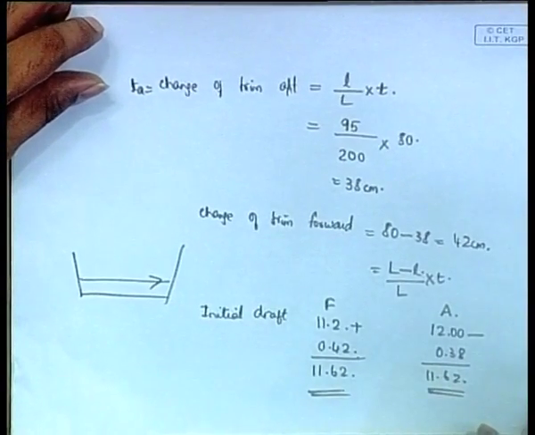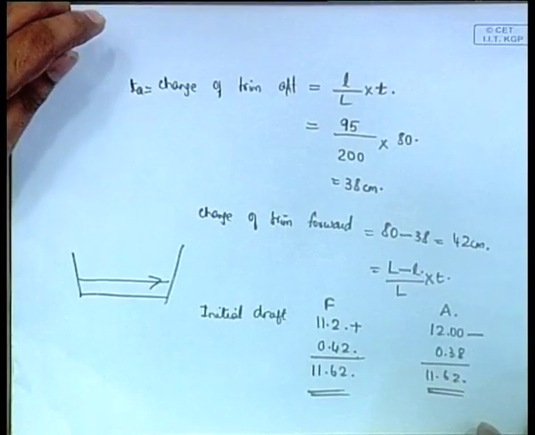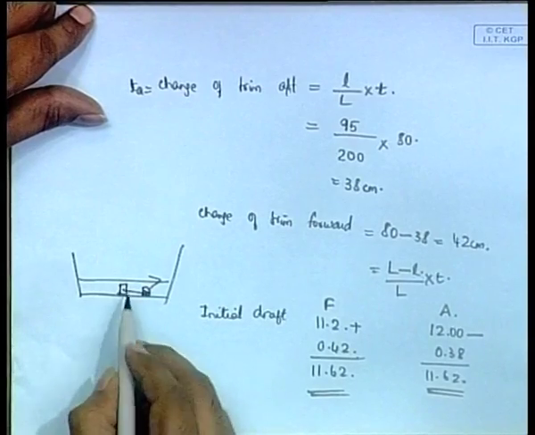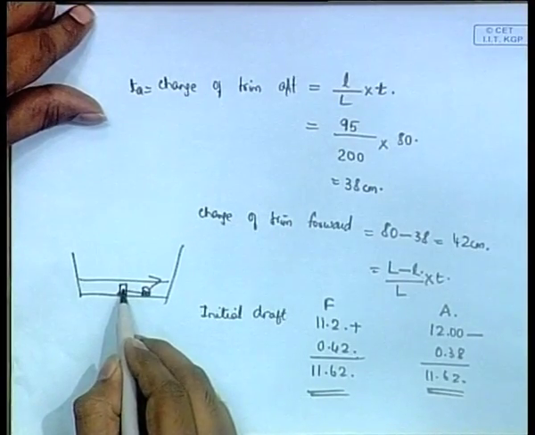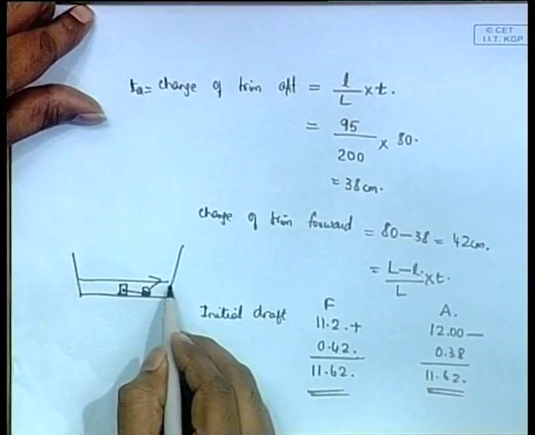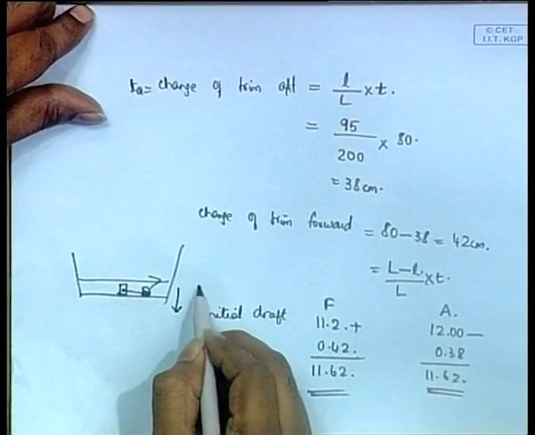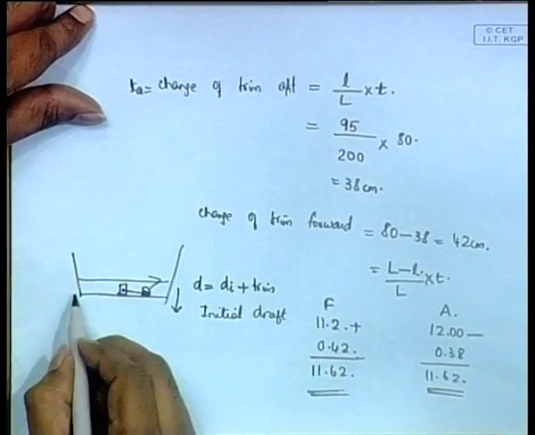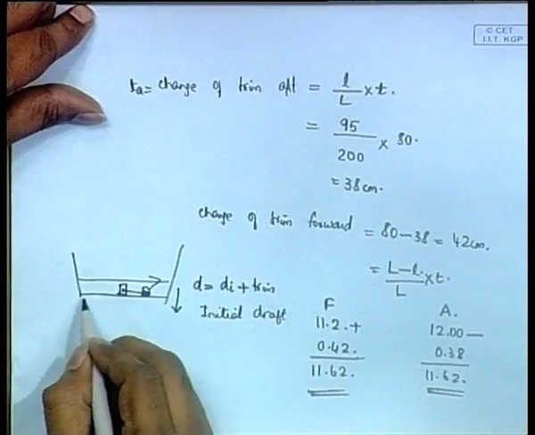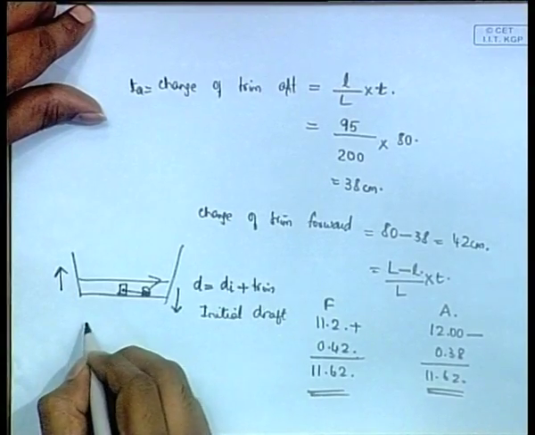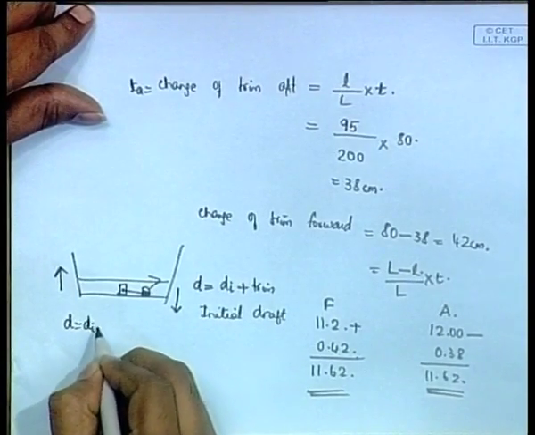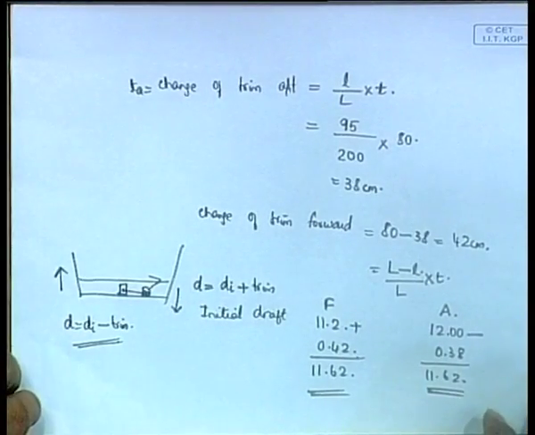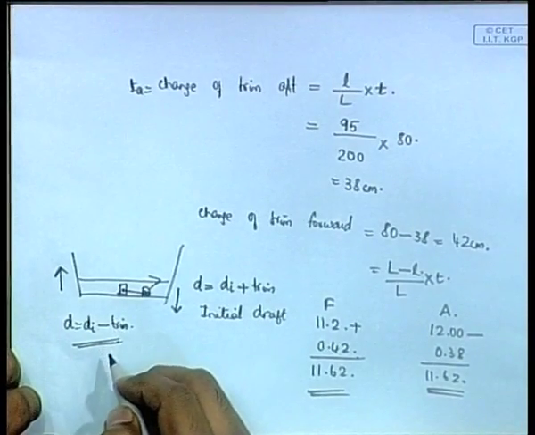Therefore, this will give you the final draft in the forward and aft section of the ship as a result of shifting the weight from here to here. As a result of shifting the weight to the forward side, the forward side of the ship will go down. Therefore, its draft will be initial draft plus change of trim. On the aft side, because it is going up, the final draft will be initial draft minus change of trim.